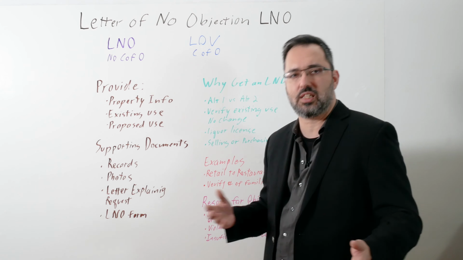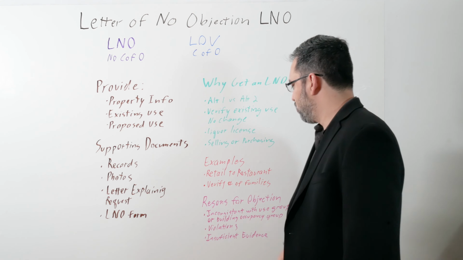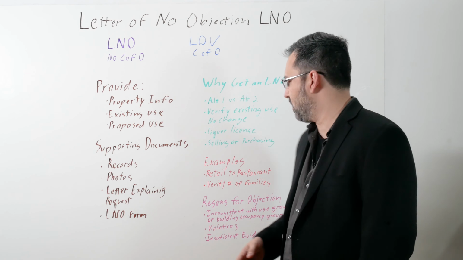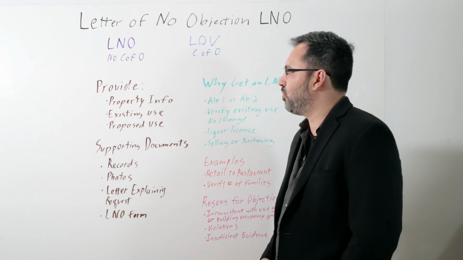So if it's unclear, a letter of no objection can be used for that purpose, if you're trying to figure out if you have a 2-family house or a 3-family building. Okay, let's go to what you actually have to do.